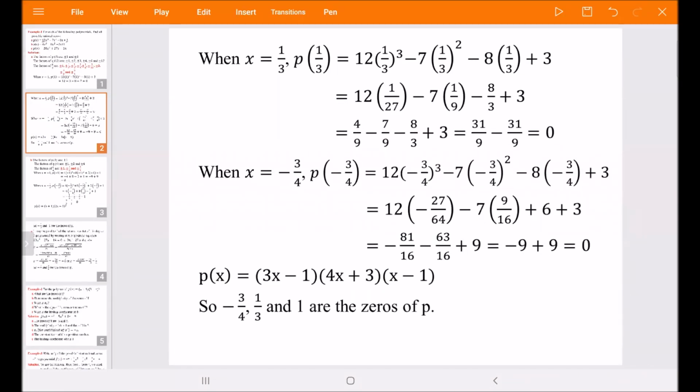And the other rational zero of this polynomial is x is equal to 1 over 3. When x is equal to 1 over 3, p of 1 over 3 is equal to 12 times x cubed, because x is substituted by 1 over 3: 12 times 1 over 3 cubed, minus 7 times 1 over 3 squared, minus 8 times 1 over 3, plus 3.